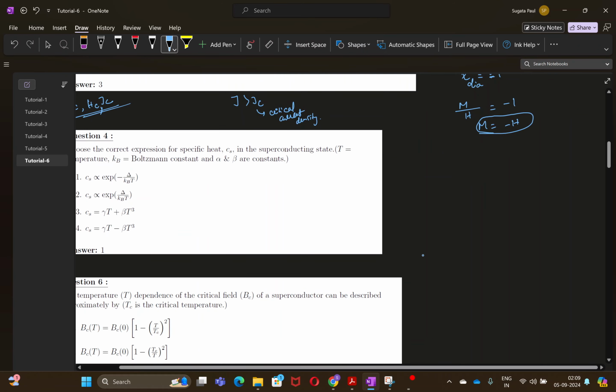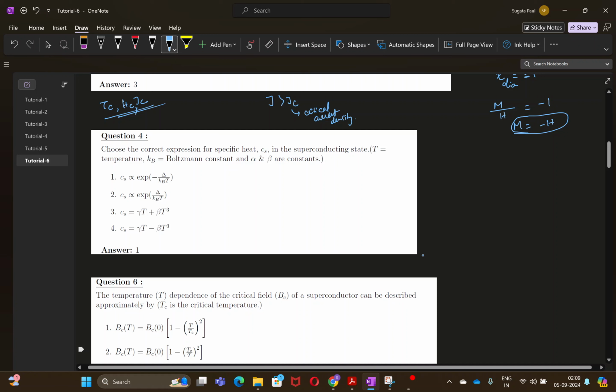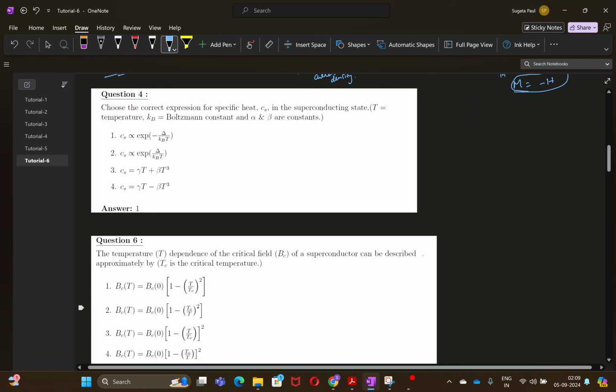So we are in question number 4, which is about the specific heat expression for superconductors. It says to choose the correct expression for specific heat Cs in the superconducting state. The subscript S means we have to know the expression of specific heat in the superconducting state. T is the temperature, Kb is the Boltzmann constant, and alpha and beta are constants. So the correct answer will be option number 1, because this is probably already mentioned in the lecture materials.